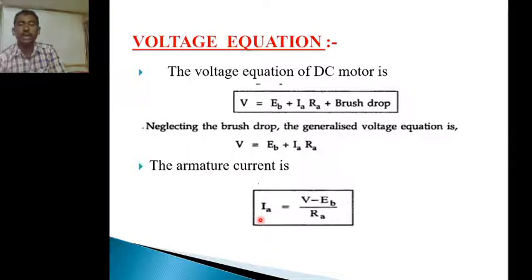So there is no damage to our DC motors, and as the motor speeds up, the back EMF will increase and the armature current will be reduced. At starting and in any case, the back EMF is used for controlling the armature current in order to reduce the damage to the rotor of the motor. This is about the voltage equation of the DC motor.